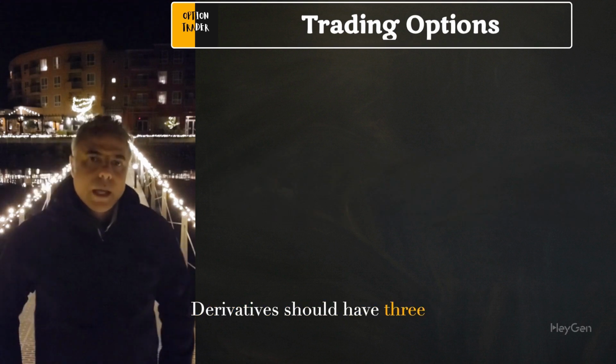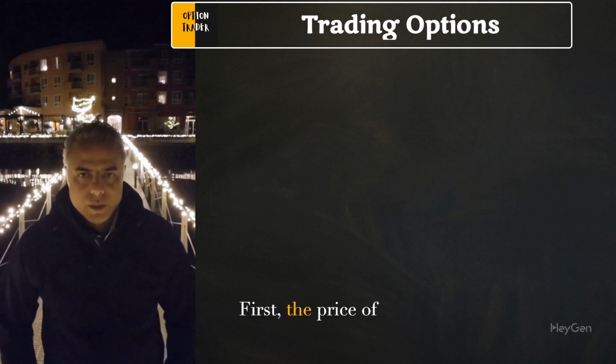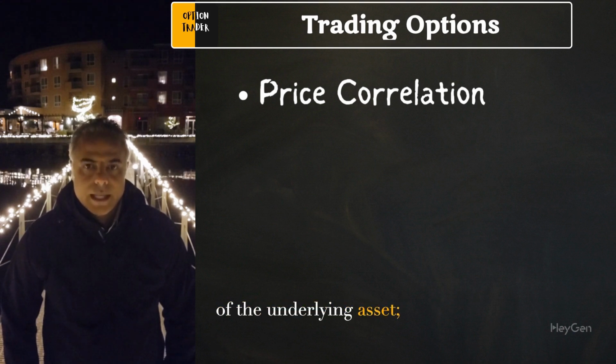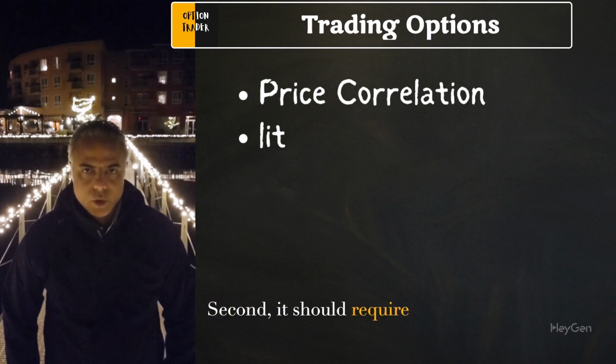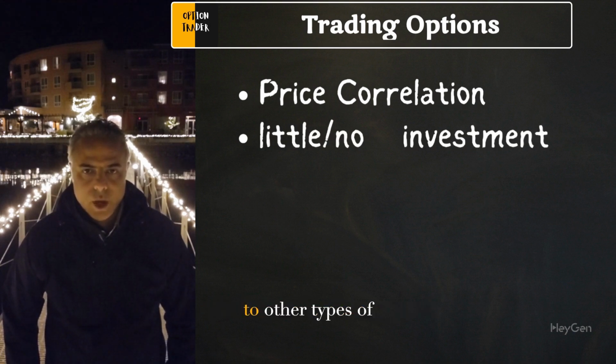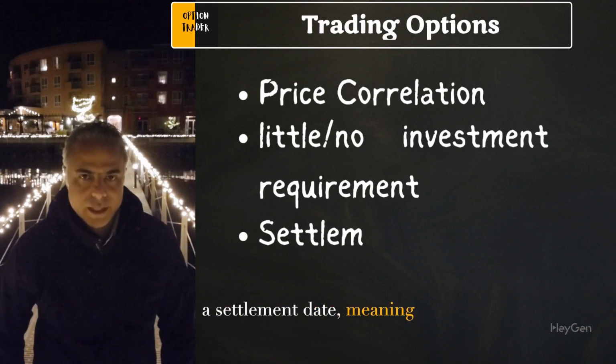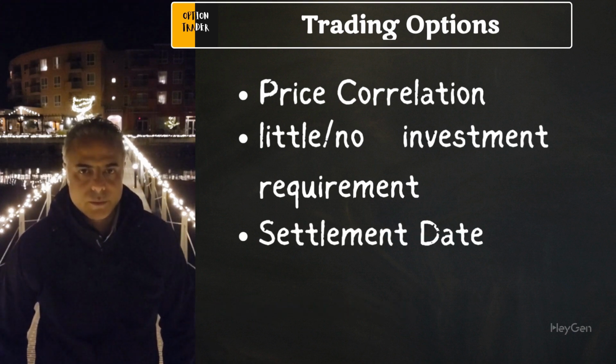Derivatives should have three things in common. First, the price of the derivative should be correlated with the price of the underlying asset. It should go up and down as the price of the underlying asset does. Second, it should require very little investment compared to other types of contracts. Lastly, it should have a settlement date, meaning that it needs to be settled in the future.